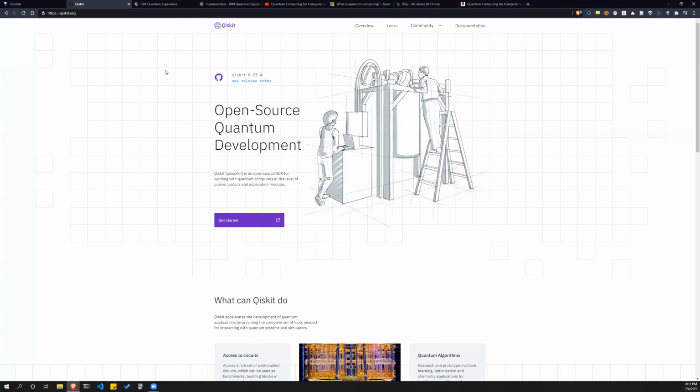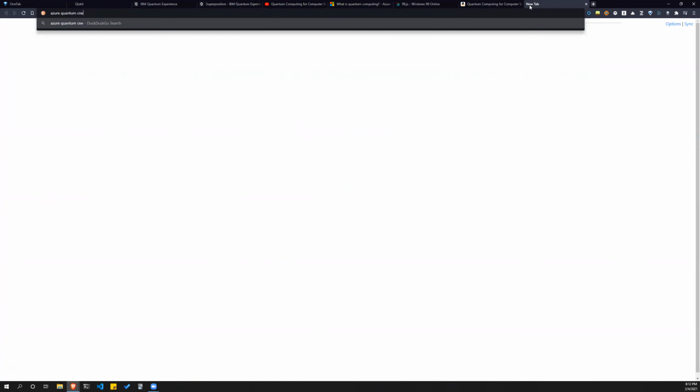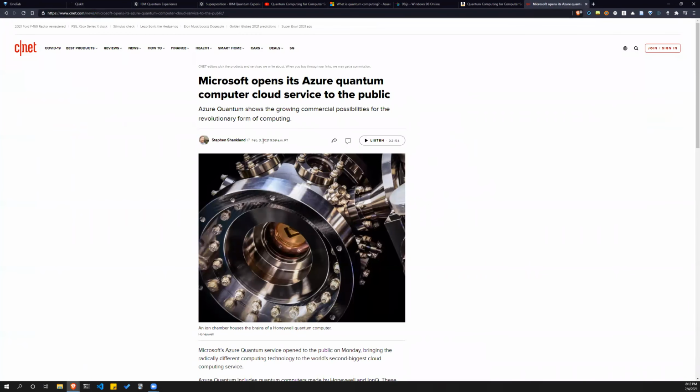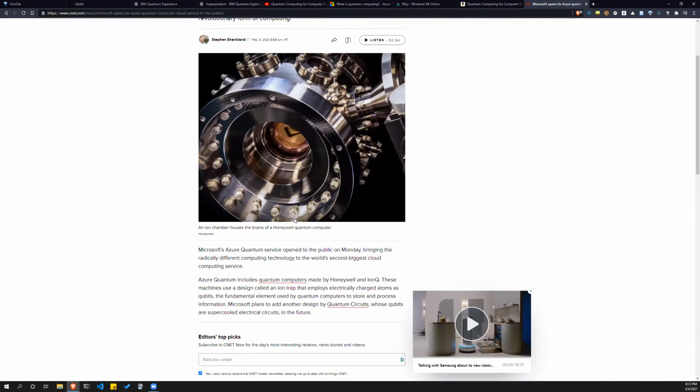Yeah, you use a quantum computing service. I mentioned that I work for Microsoft. Yesterday, actually, Microsoft made their quantum computer public. I think it's called Azure Quantum. Microsoft opened up its quantum computing service to the public yesterday. I didn't plan that. I had no clue about it. I just happened to see it in the news.